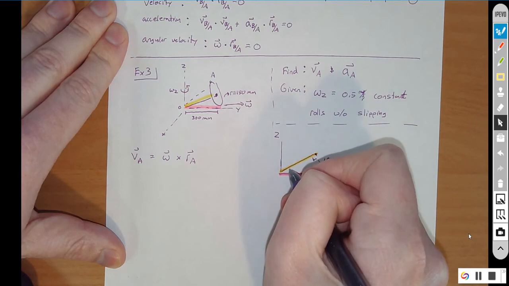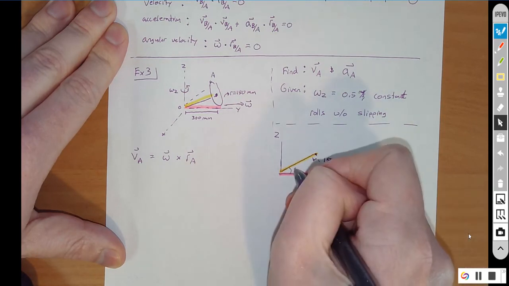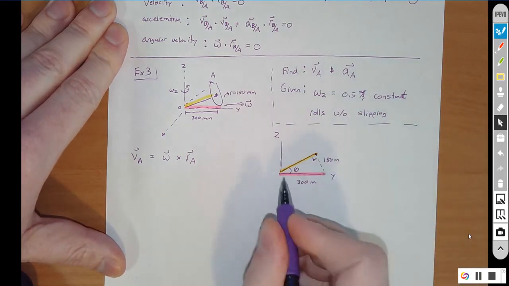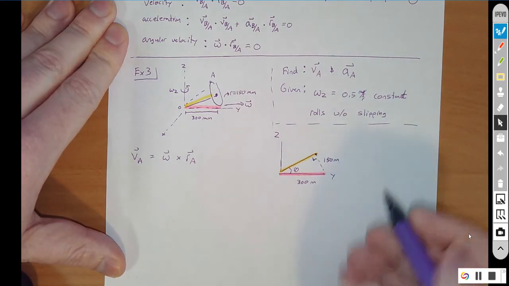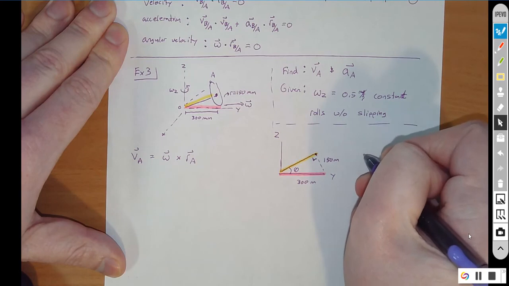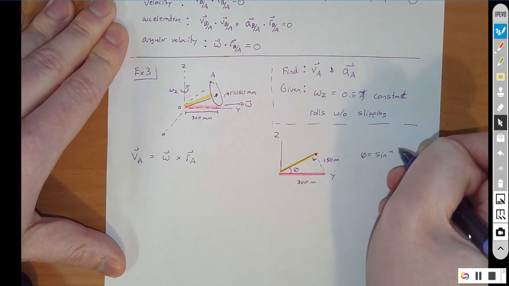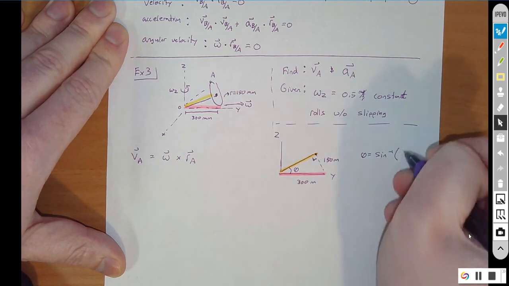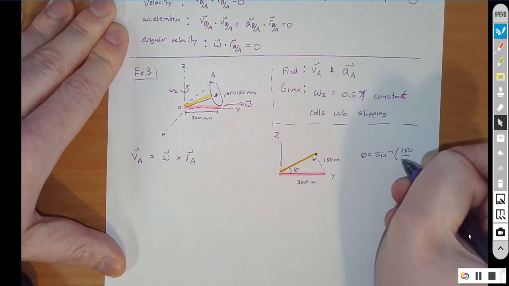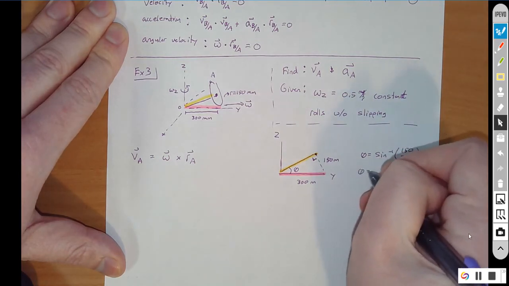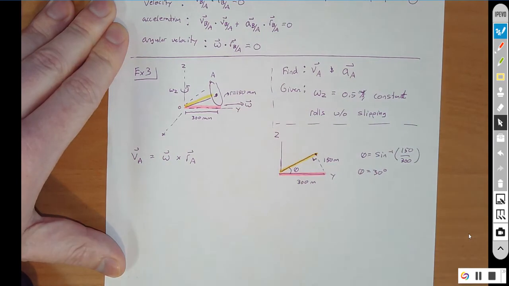Because this is perpendicular, I can just use trig here. I want to find this angle theta. Well, this is the hypotenuse and this is the opposite, so it's just a sine. So theta will be the sine inverse of opposite over hypotenuse. I am doing this in millimeters, but the units cancel, so you can convert these to meters if you want. You will find that theta is 30 degrees.